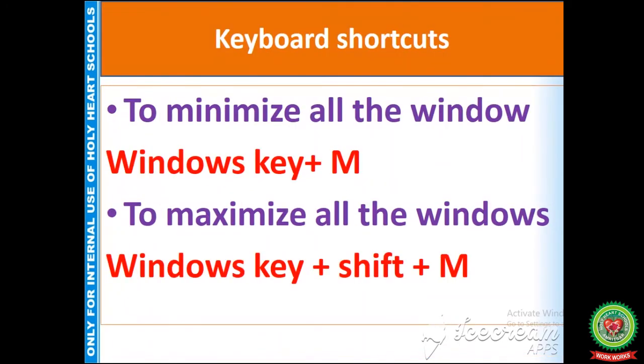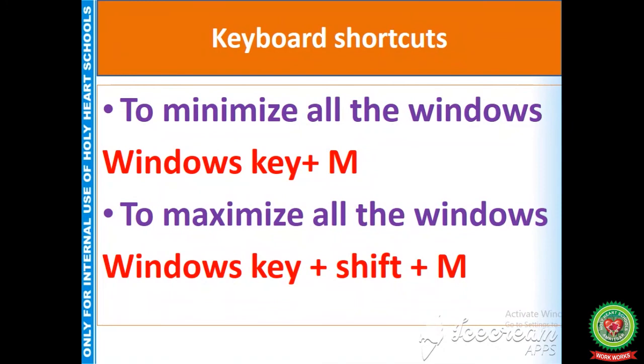Next is keyboard shortcuts. Number 1 is to minimize all windows. If you have opened so many windows and you want to minimize them, then we will use Windows key plus M. Now I will show you. If I have opened more than 2 windows, then I can minimize them using the shortcut keys. So the shortcut key is Windows key plus M. Next is to maximize all the windows: Windows key plus Shift plus M.